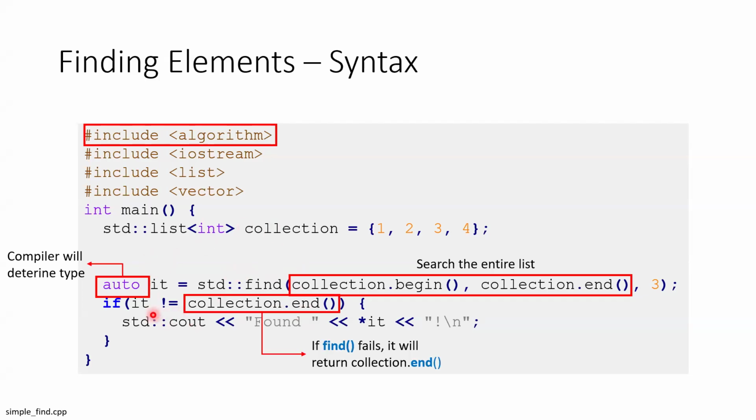Then we check if the iterator returned is not collection.end. And if it is, the find failed to find the actual value. If it is not the end, you can dereference the iterator and do whatever with it.